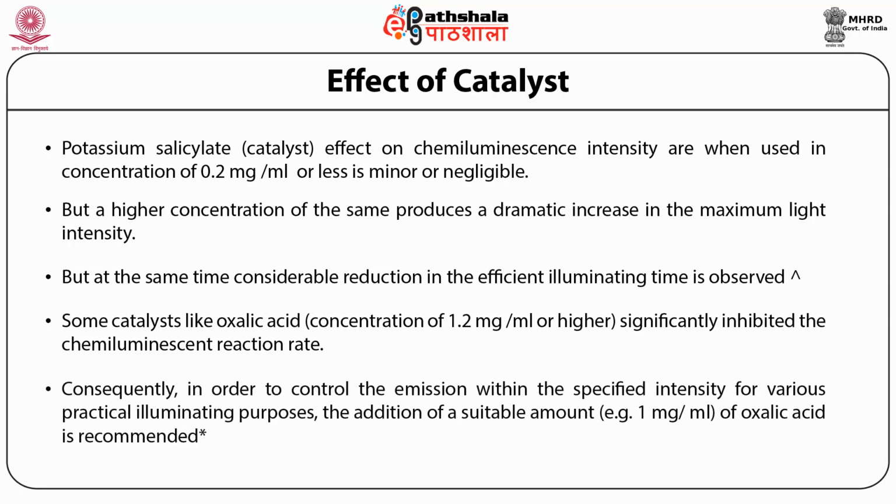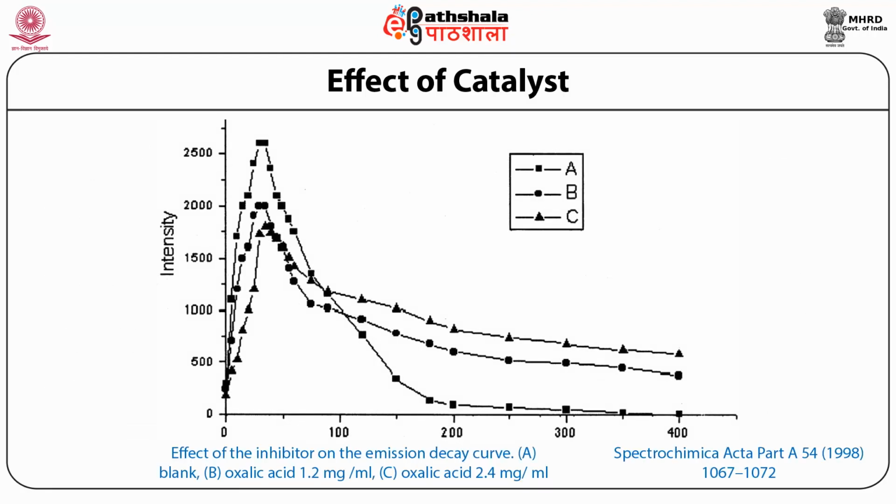So consequently, in order to control the emission within the specified intensity for various practical illuminating purposes, the addition of a suitable amount of oxalic acid is recommended, or for that matter any other catalyst that is being used. The concentration of the catalyst used for the particular reaction should be optimized first. Here you can see a representation of the effect of catalyst concentration on the emission decay curve. Curve A is a blank where no catalyst has been added.